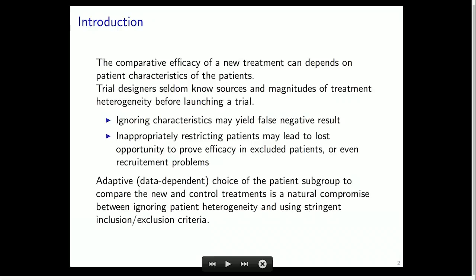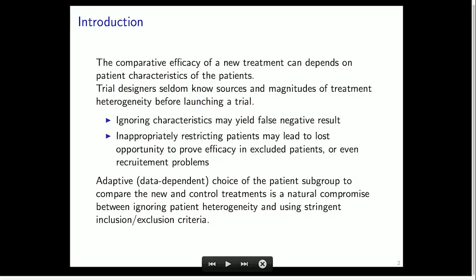So the trial designers generally cannot forecast the sources of heterogeneity that can be in patients that are actually enrolled in the trial, and also the magnitudes of the treatment effect, for example. And so if you ignore these characteristics, then you may actually have a false negative result because you've just wasted your money.